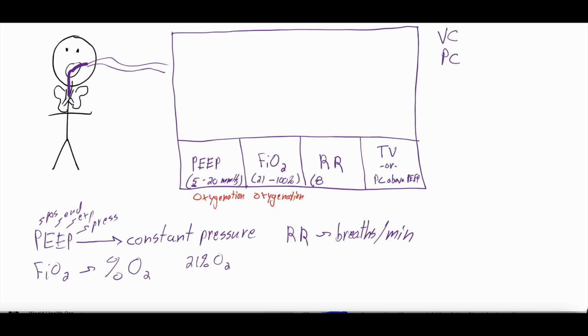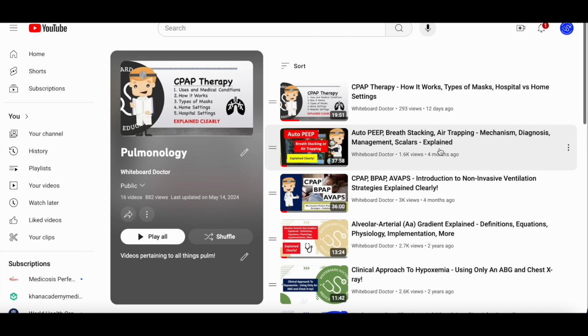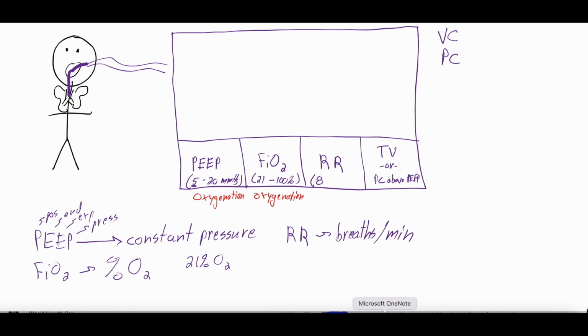There are some complex reasons you sometimes will go that low if someone has a very prolonged expiratory phase and breath stacking and all that kind of stuff. We actually covered that in one of the videos up here: auto-PEEP, breath stacking, air trapping. So check that out. We'll link it in the video description. And the respiratory rate can go as high as, most people don't go above 32. Not to say you can't, but you probably shouldn't, because again, you start to get breath stacking. 32 is very, very high.